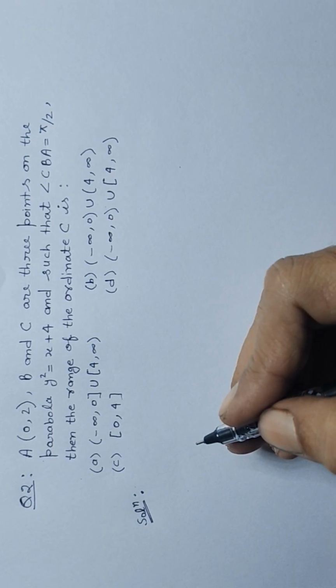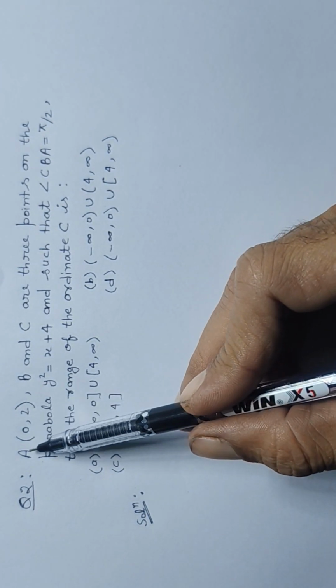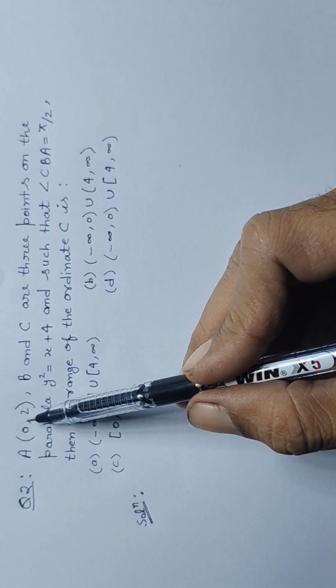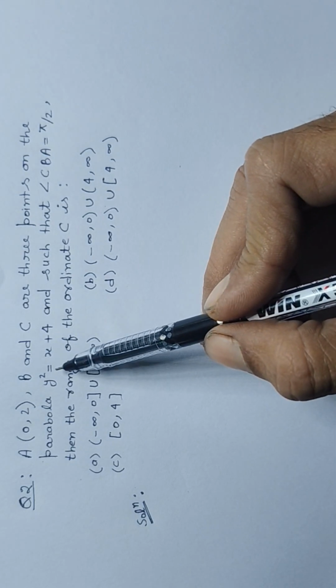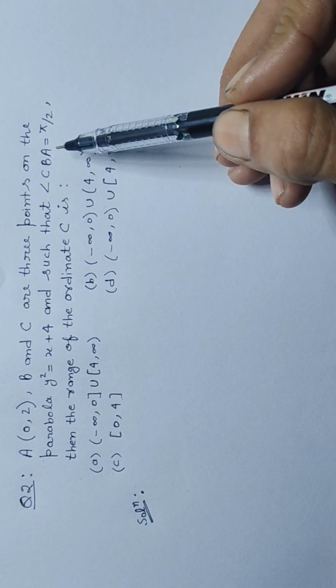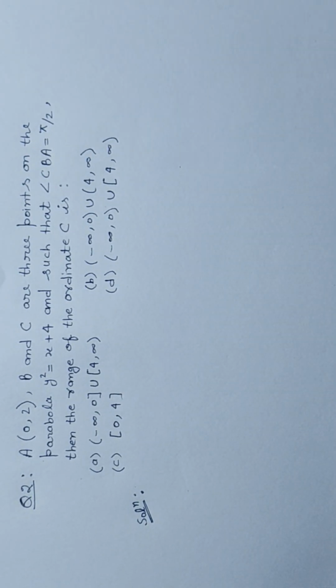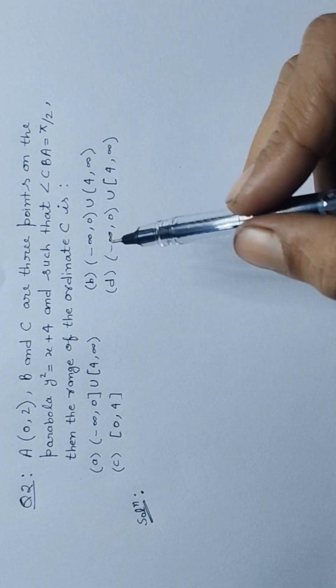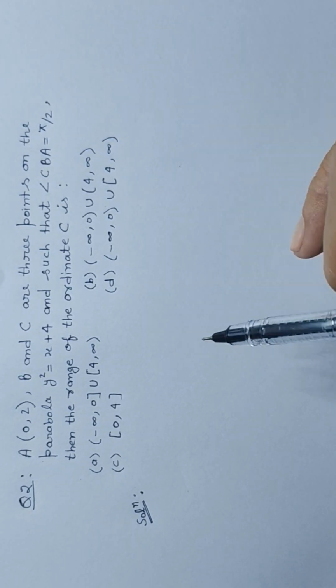Solution of question number 2. Here 3 points are given: A (0, 2), B and C, the points on the parabola y square equal to x plus 4, such that angle CBA equal to pi by 2. Then the range of the ordinate of C is. The requirement is to find the range of the ordinate of C.